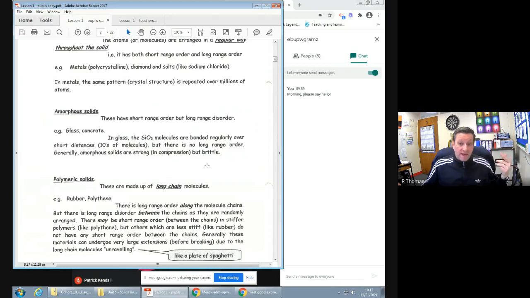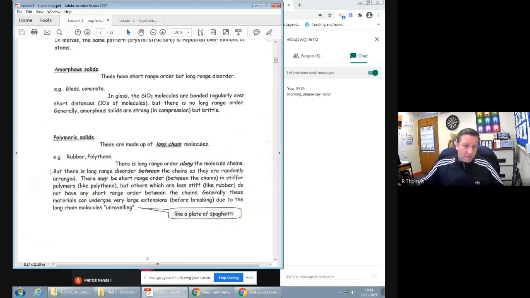So if you think of glass, glass is very strong, but if you do bend it slightly or try to bend it, it will snap straight away. And that's because the molecules don't have this long range order of lattice structure. So that's your example of amorphous solids.